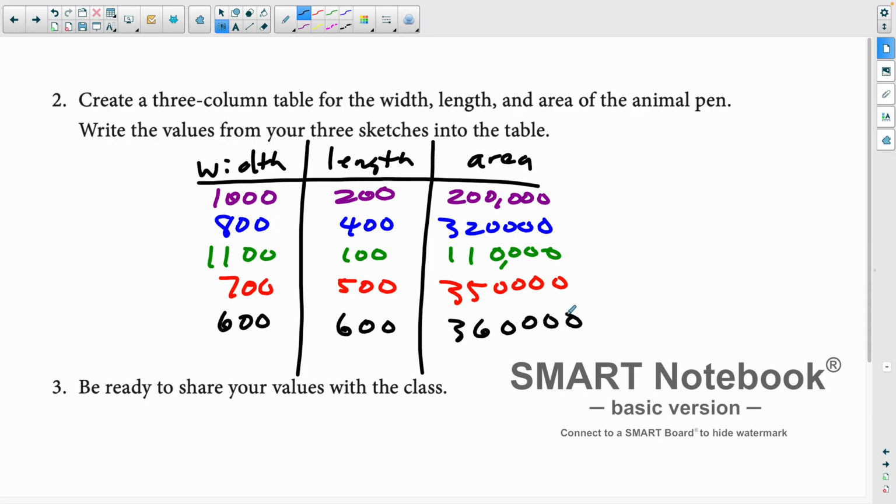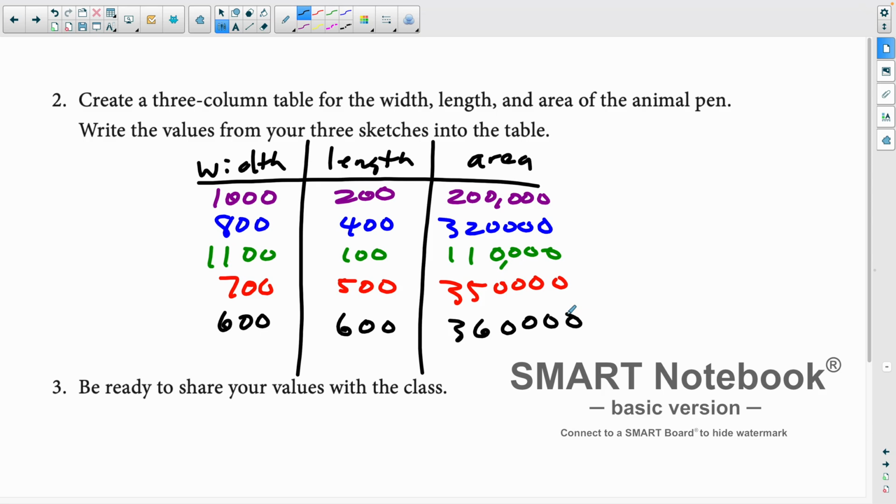Now, what is my goal in this problem? What did it say in the instructions at the top? To find the maximum area. All right? Well, if we stopped right now, what would you choose? The 600, 600 would be the maximum that we see right now, correct? It's got the biggest area that we see.